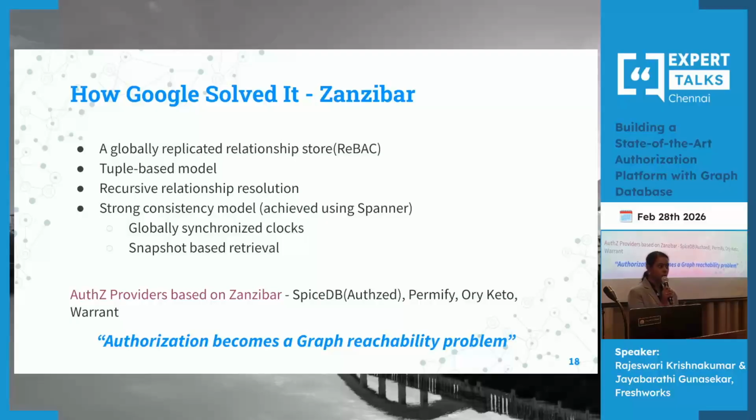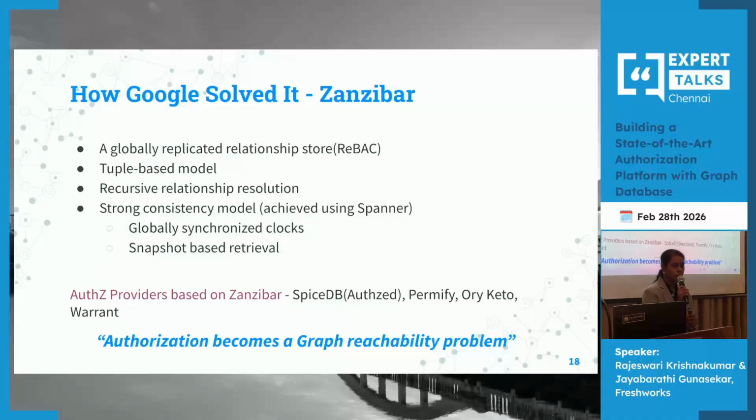And they ensure to provide a strong consistency using the database, which is called Spanner. So, this is a globally distributed relational database, actually. And how the consistency is achieved in this is they use globally synchronized clocks to ensure that the data is distributed across multiple systems and is in sync to the precision of a particular time. And also they use snapshot based retrieval. So at a particular point in time, any number of queries that is being made will be retrieved from a particular snapshot, and that snapshot will have the latest data.